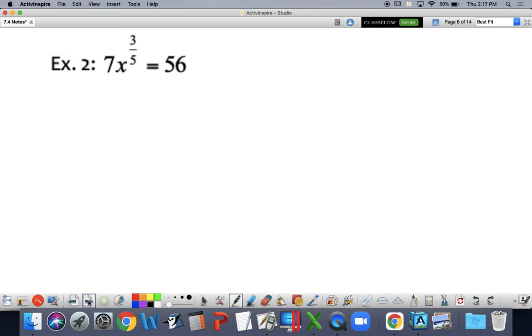Okay. Second example, how do I get rid of that 7? Divide by 7. So I get x to the 3/5 is equal to 8. Now this is a radical, it just happens to be written in exponential form. Any ideas on what I could raise it to make it just x equals?